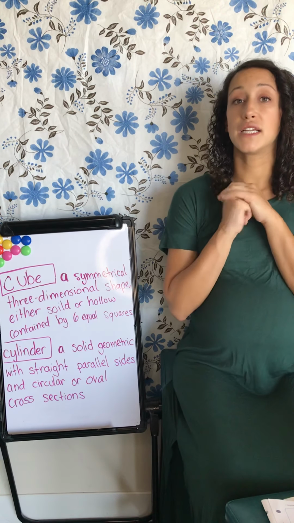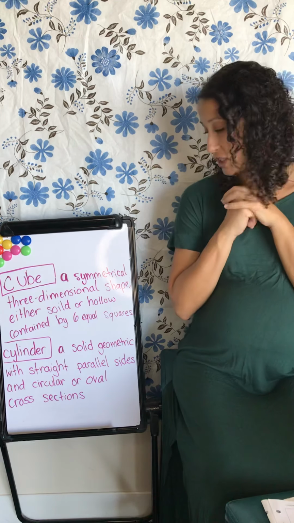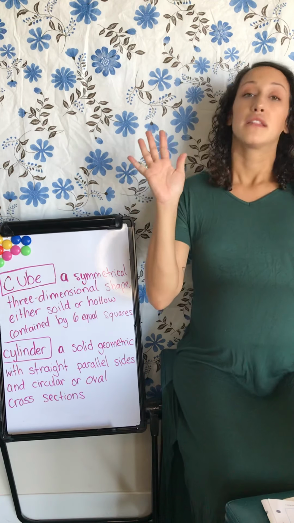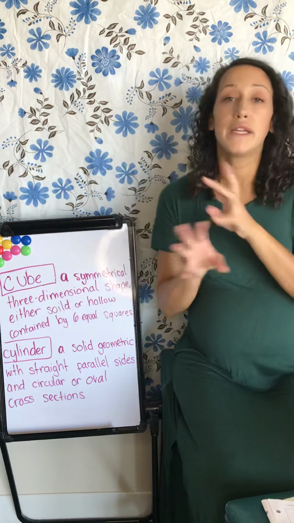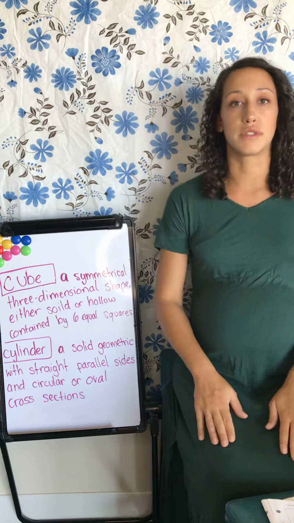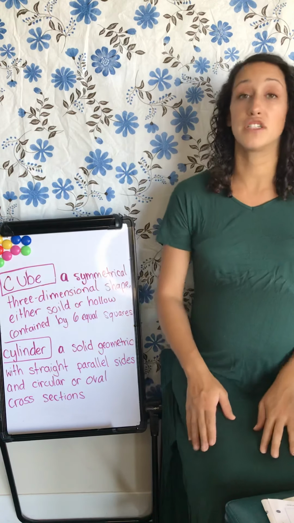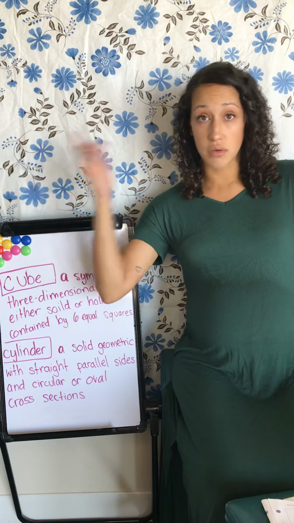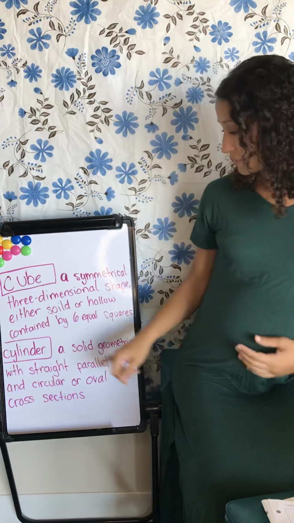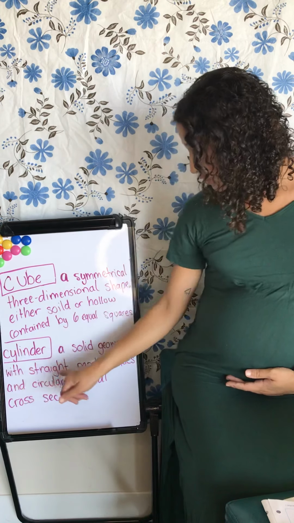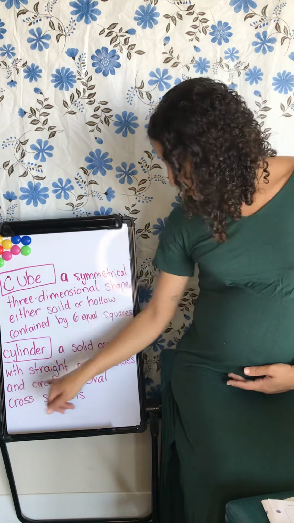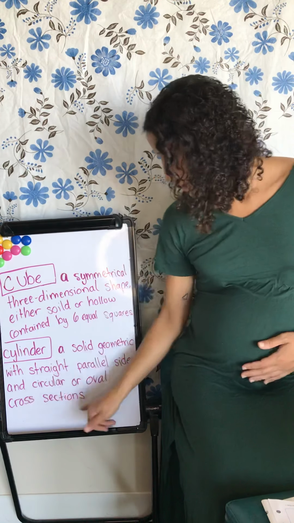Cylinder. What is it? Cylinder. Great job. All right, like we did before, I'll tell you the definition. We're gonna break it down and look at some examples. And then I'm just gonna share some information about them, and then we're good to go. Ready? A solid geometric with straight parallel sides and circular or oval cross sections.